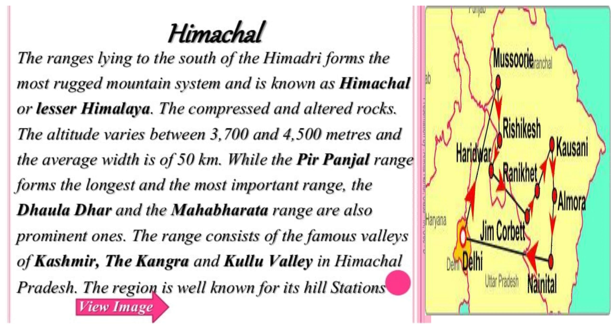The altitude varies between 3,700 and 4,500 meters, and the average width is 50 kilometers, while the Pirpanjal range forms the longest and the most important range. We also have to know about the Dhauladhar and the Mahabharat ranges, which are prominent ones. You can see this in the map on the right side.